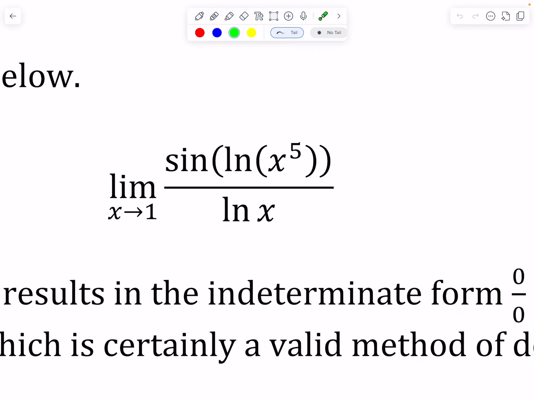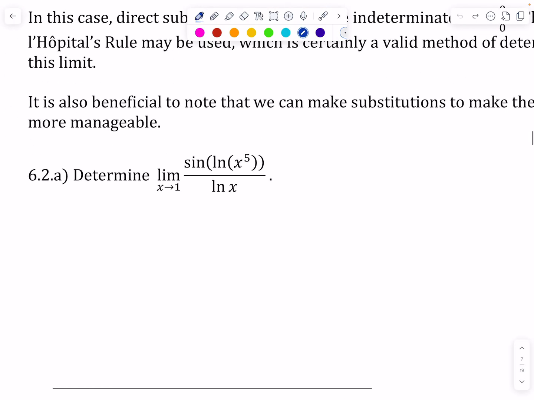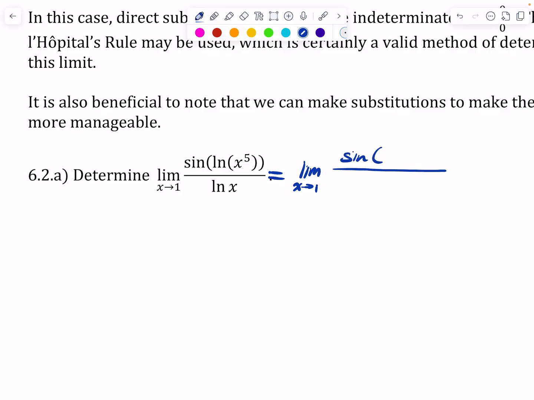Limit as x approaches 1 for this whole chunk of nonsense. We've got sine of ln of x to the 5 all over ln x. Now we can rewrite that a bit using a logarithm law. Take this 5 and plop it in front. So that would be my first step. So this thing is equal to the limit as x approaches 1 for sine of 5 ln x over ln x.